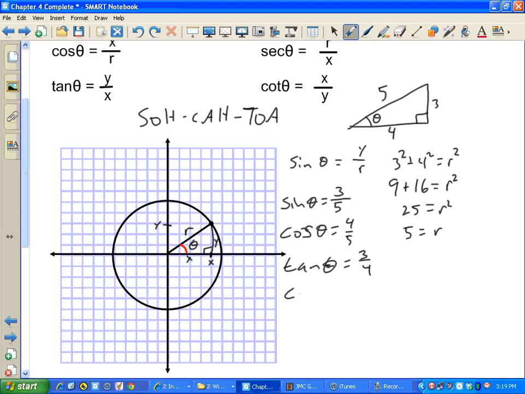And then cosecant will be the reciprocal of what I had for the sine. The secant is going to be the reciprocal of what I had for cosine. And the cotangent is the reciprocal of what I had for tangent. So those would be the 6 trigonometric values of this angle.